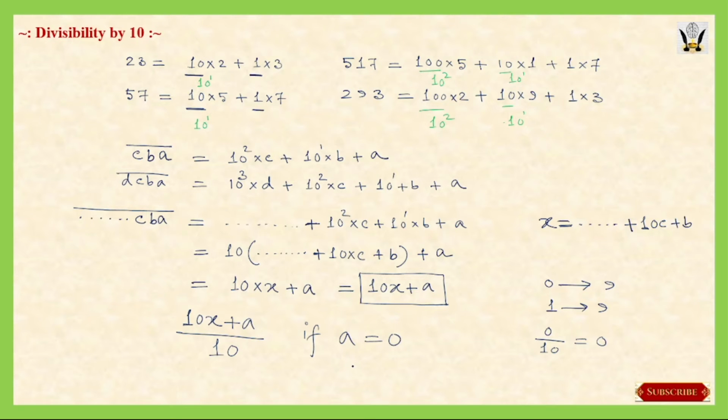This is the condition. Any number which we have expressed as 10x plus a will be divisible by 10 if a is 0. And if a is 0, that means the digit at the units place has to be 0. Now we will understand this with real examples.